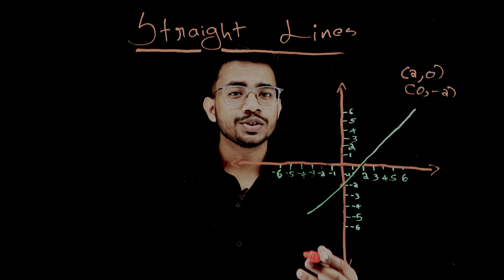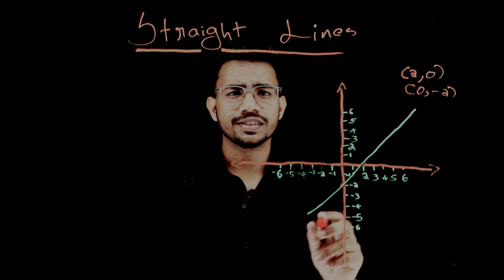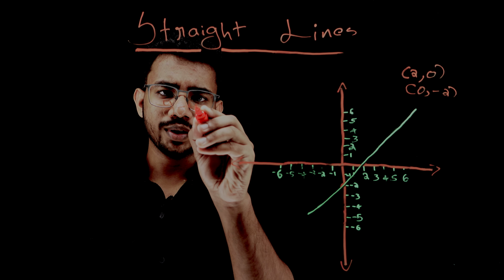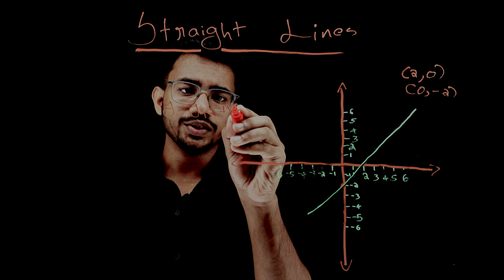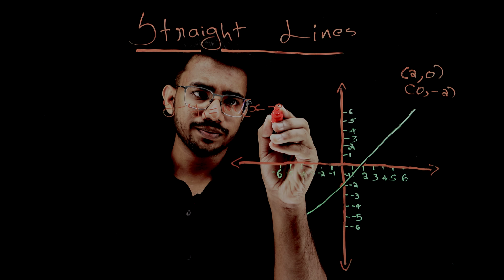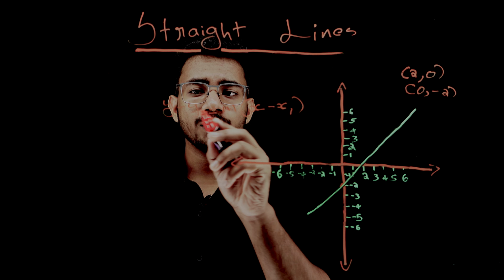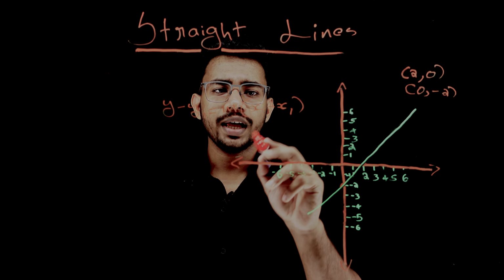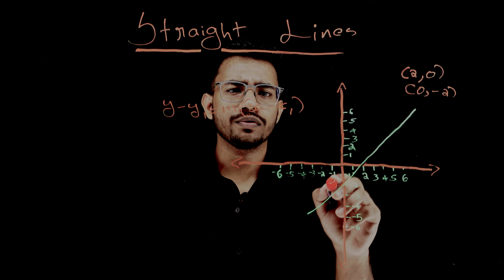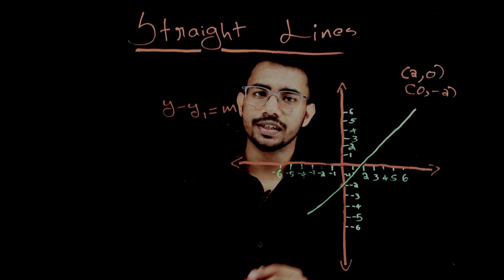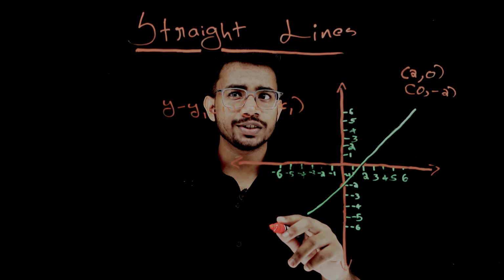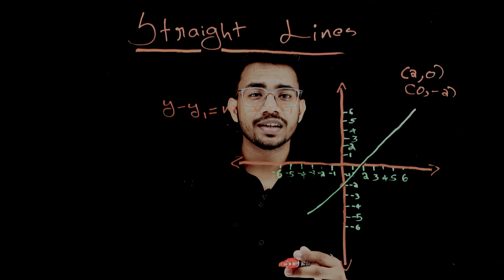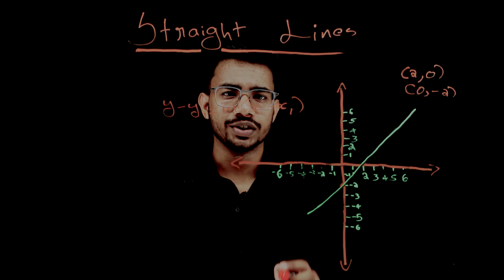Now the general equation to find the equation of a straight line is nothing but y minus y1 equal to m into x minus x1. Here x and y are nothing but the points on my line itself, m is my slope, and x1 and y1 are nothing but one of the points on the line itself. Now there are different equations to form a straight line, but I suggest that you only study this one. We can derive all the equations from this single equation itself.